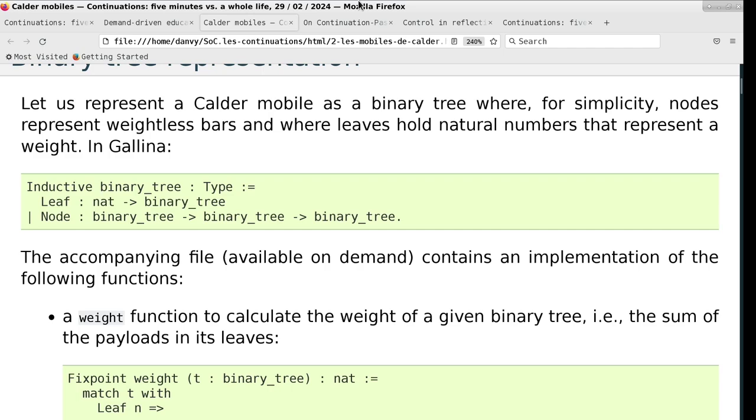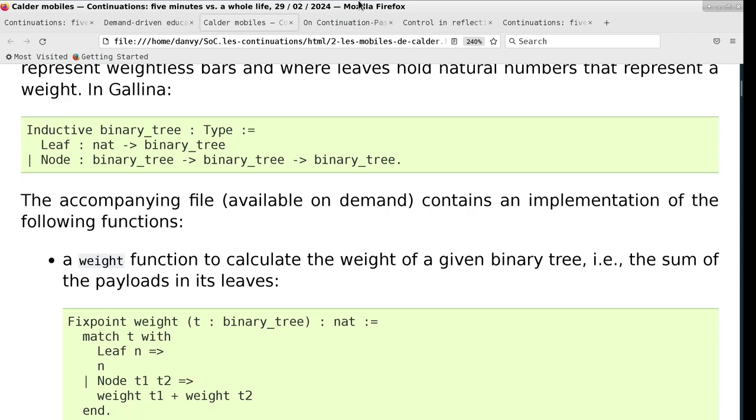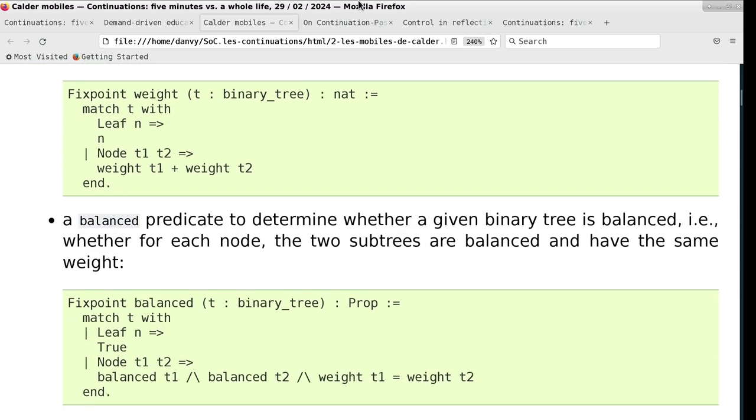The companion file available on demand contains an implementation of the following functions. A weight function to calculate the weight of a given binary tree, that is, the sum of the payloads in its leaves. And that's our first recursive function. It traverses a tree recursively and returns the weight of the subtrees by adding them. So you apply weight to a tree and it returns the sum of all the payloads in the leaves, which is the weight. Next.